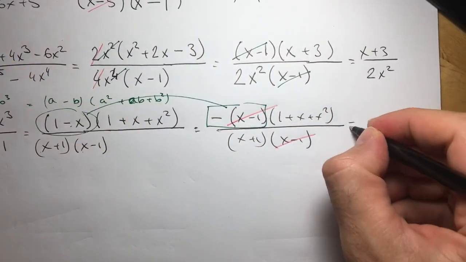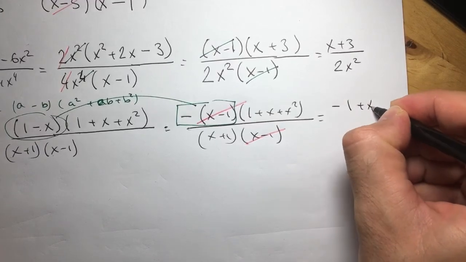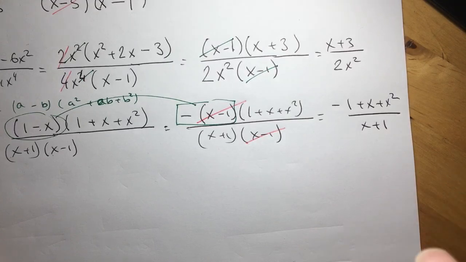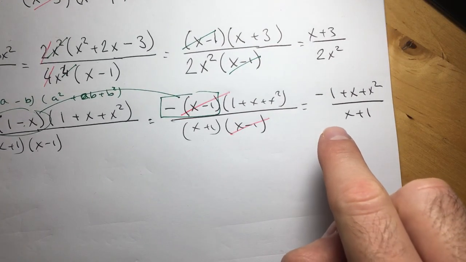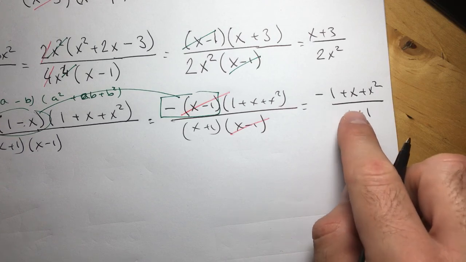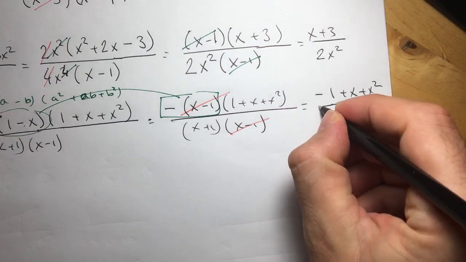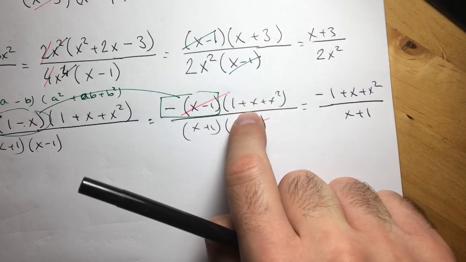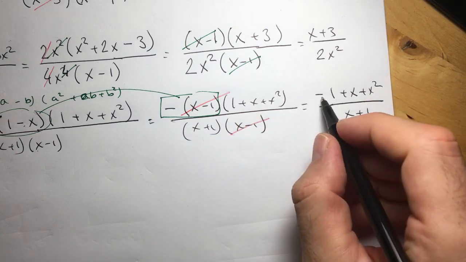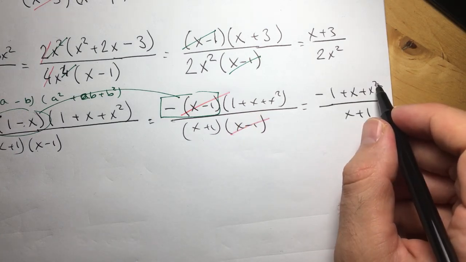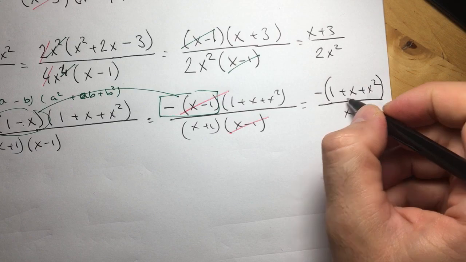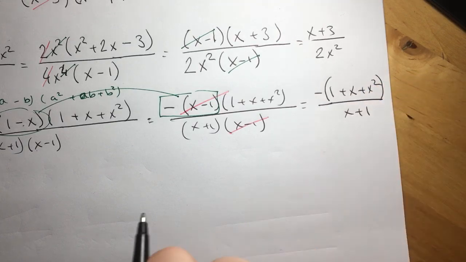Just don't forget the negative sign here. Negative 1 plus x squared over x plus 1. Here, the answer that I just wrote is absolutely incorrect. Why? Because if you read this numerator, it has nothing to do with the numerator in the previous step. This says negative 1 plus x squared. So again, I'm going to say be very careful about the parentheses. The previous answer without the parentheses was a completely incorrect answer.